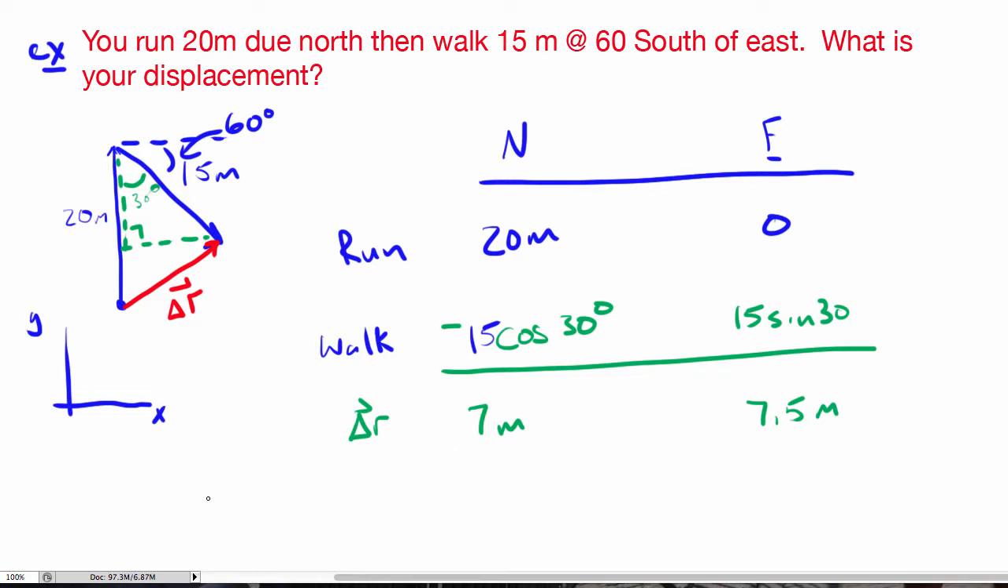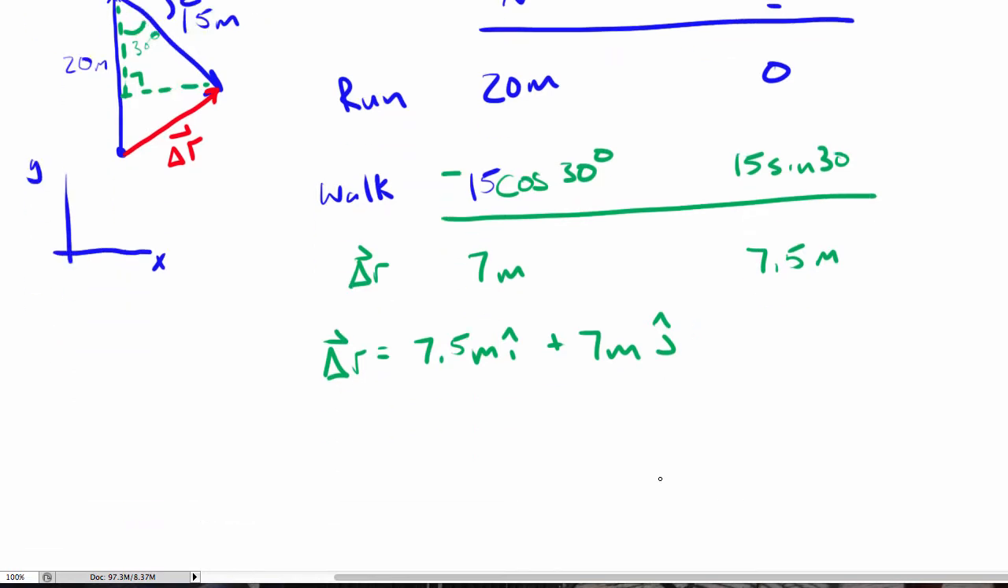So if I write this down in some sort of vector notation, I get delta r is equal to 7.5 meters in the i-hat direction, because east is what I defined as x, plus 7 meters in the j-hat direction. So that's my vector displacement, and that's a perfectly acceptable answer. But in some cases, I may actually be interested in the magnitude of the vector as well as the direction associated with it.